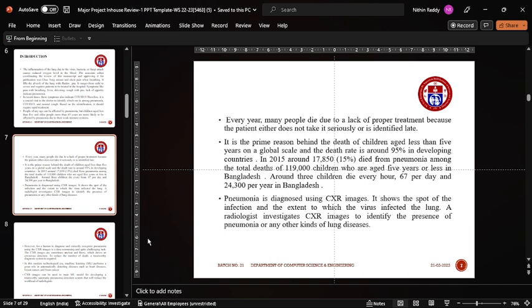In 2015, around 17,850 died from pneumonia among the total deaths of 119,000 children aged 5 years and less in Bangladesh. Around three children die every hour, 67 per day, and 24,300 per year in Bangladesh.